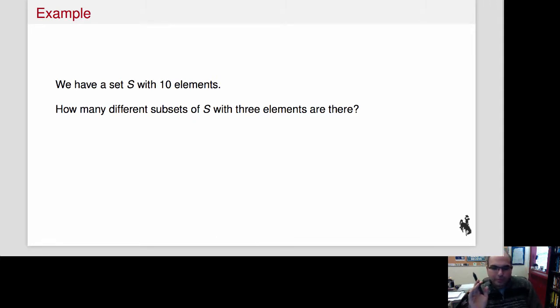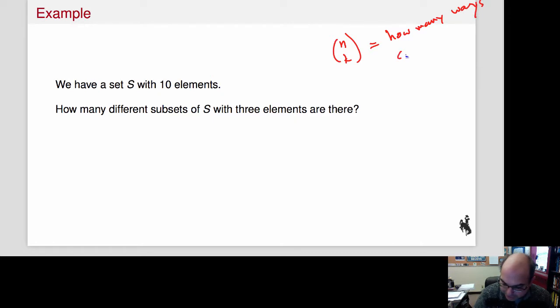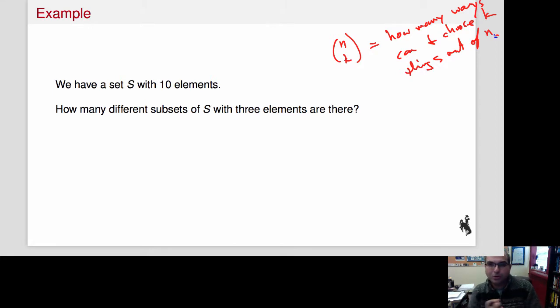So I've appealed to your intuition by saying that n choose k, and it's that choose that makes it your intuition, is how many ways can I choose k things out of n? So how many ways can I choose 4 norths out of 14 slots? That's the answer to the taxicab problem.